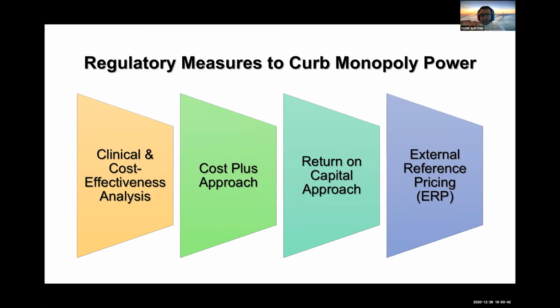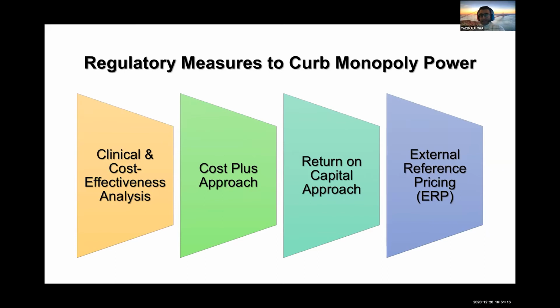There's also the cost plus approach, which has been mentioned by Dr. Nasser Al-Qahtani, in which the pharmaceutical manufacturers are obligated to submit the real cost of research and development, and then the regulator would add a fixed percentage as a profit for the companies. Or a return on capital approach, in which the regulator can also control the return on investment or the profitability for the companies, but using a rate instead of a fixed percentage.